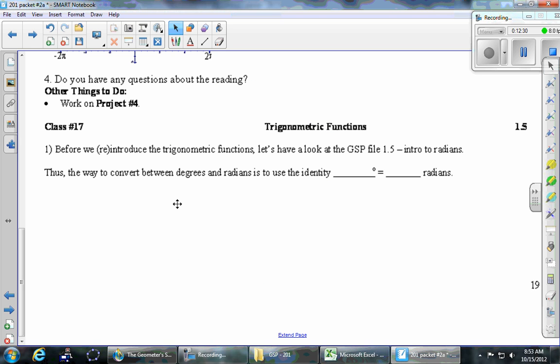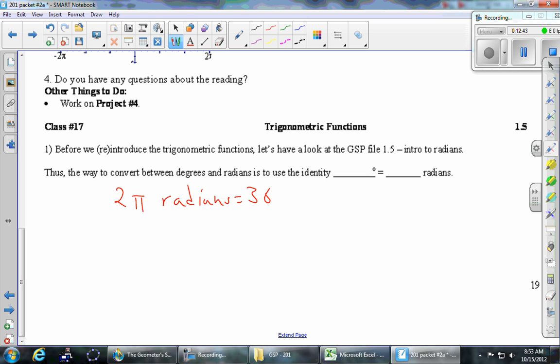Okay, so hopefully that motivates this identity that we talked about. We said that 2 pi radians is how many degrees? It's 360. So 2 pi radians is 360 degrees. And we'll go ahead and reduce that by dividing by 2. And so we get 180 degrees is the same as pi radians.